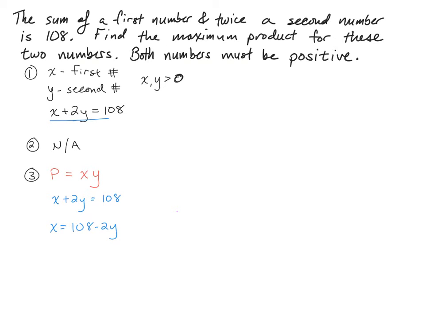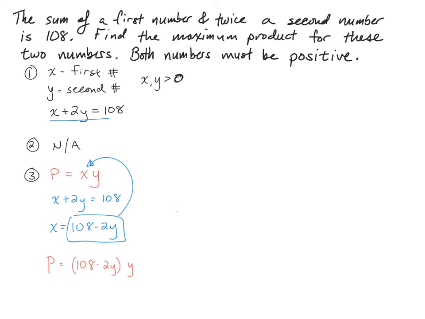So here we have x equals 108 minus 2y. And why we do this is that you notice that we would have some sort of product rule happening here in our equation because we have this variable and this variable, x and y. But if I substitute this expression in for x, then we can find the product between 108 minus 2y and y.